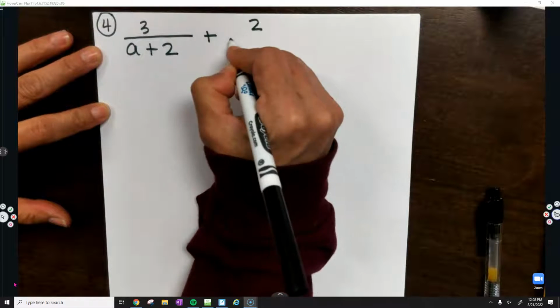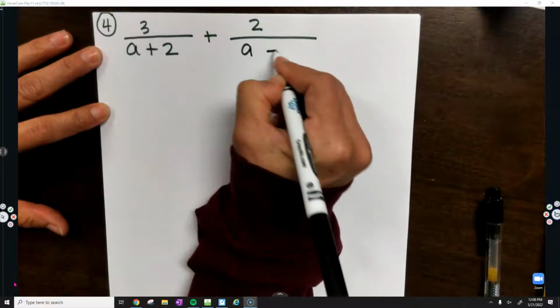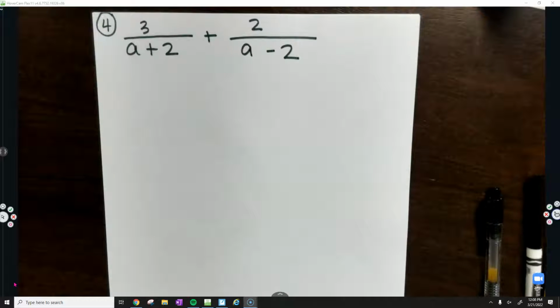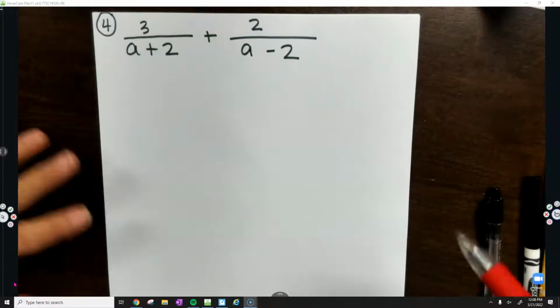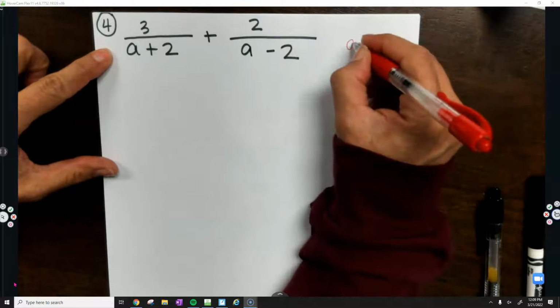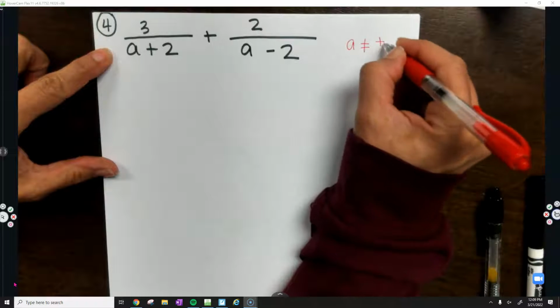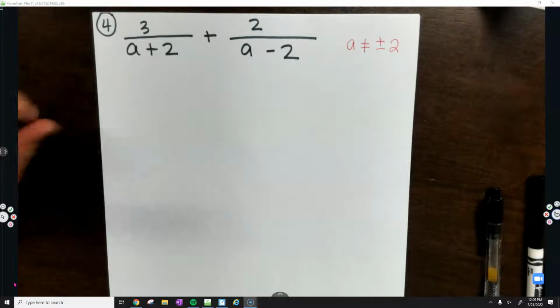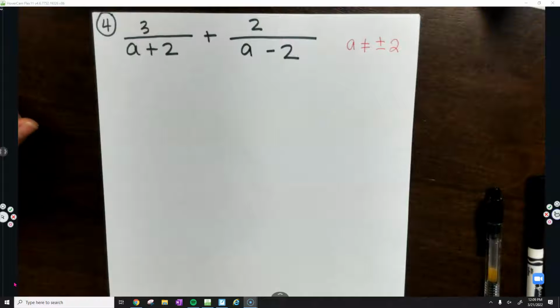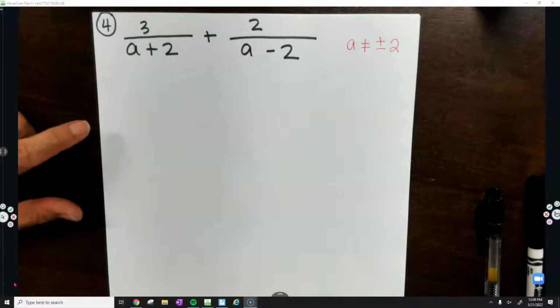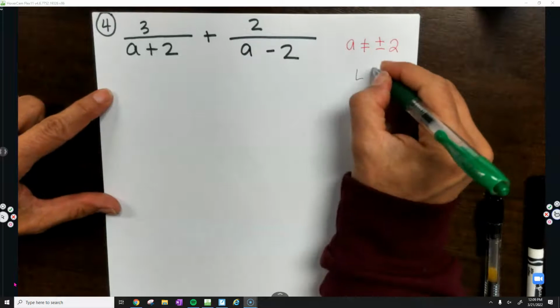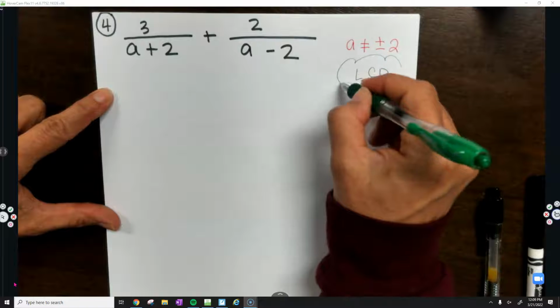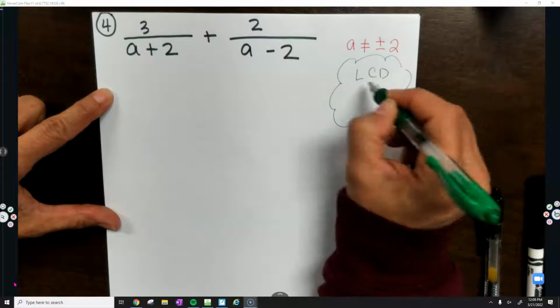Okay, so here we go. We don't need to factor anything, which means we're going to go straight to stating restrictions. And we know that A cannot equal a positive or a negative 2. And remember, after you state restrictions, you go straight to your LCD bubble. So I'll just draw that over here out on the side.